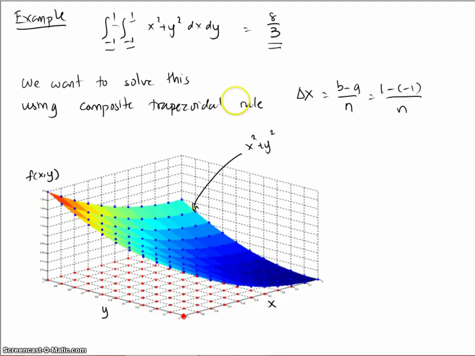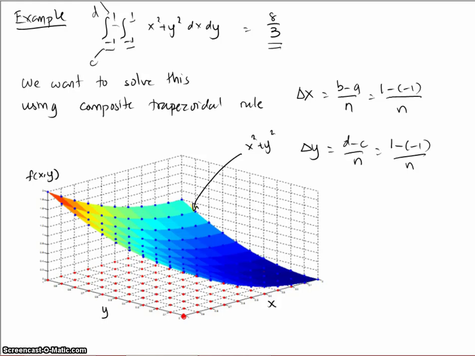Then you're going to do the same thing in the y direction. You're going to discretize it such that the width of each segment would be given by d minus c over n. In this case, this would be your c and this would be your d. So you have something similar: 1 minus negative 1 over n.